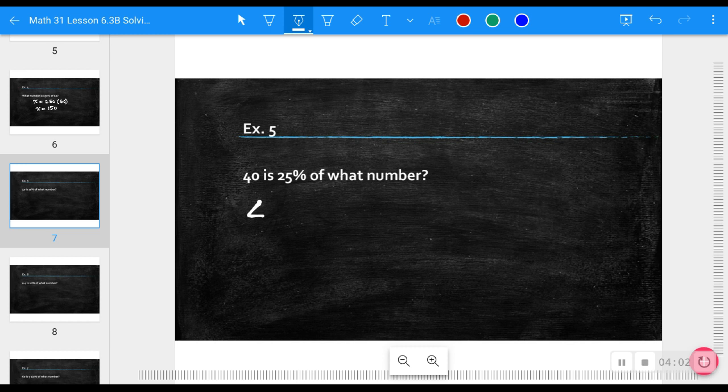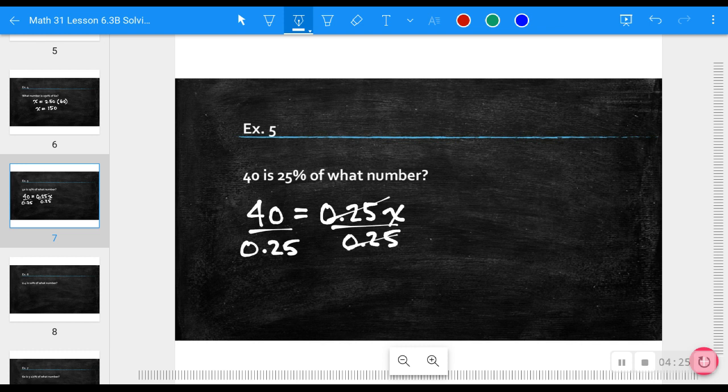Okay, so 40 is 25%. You're going to convert that to decimal of what number, and you can choose to put the dot there, or you can choose to leave the dot off. We'll divide both sides by 0.25 here. That cancels off, and you get x is equal to whatever 40 divided by 0.25 on the calculator gives, 160.